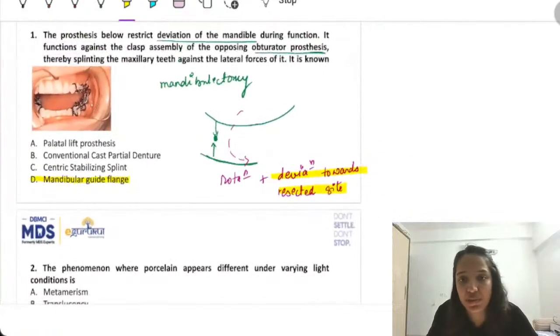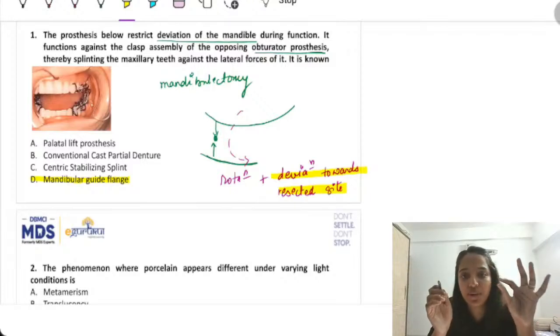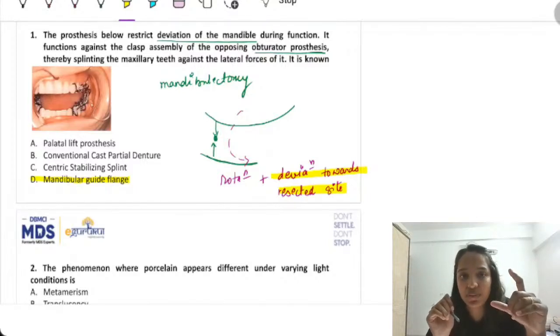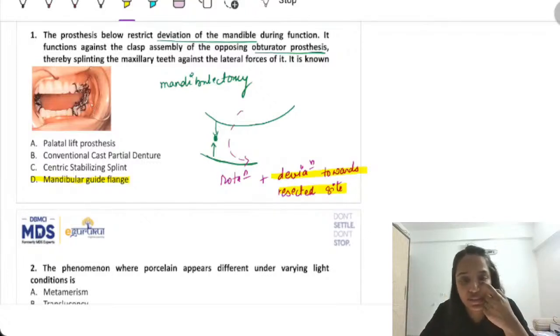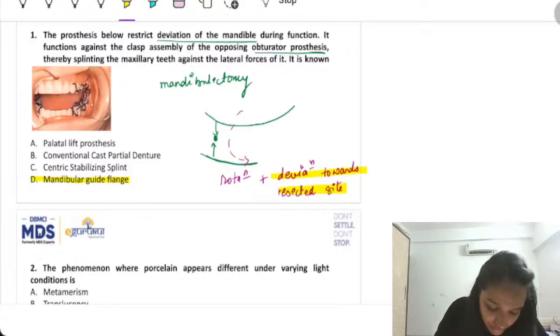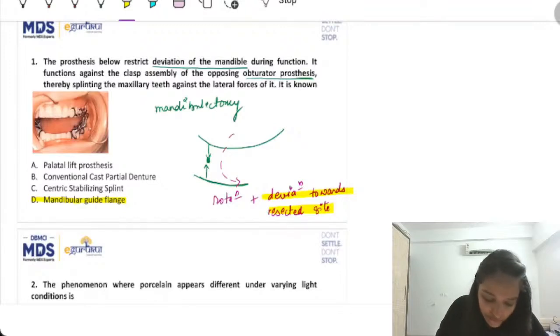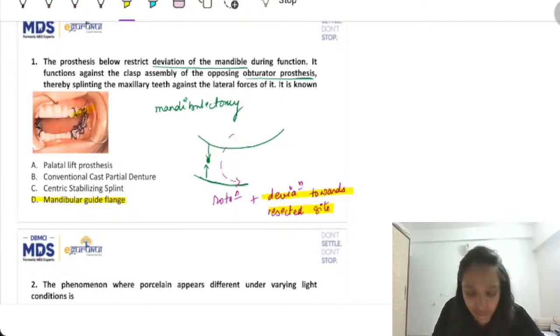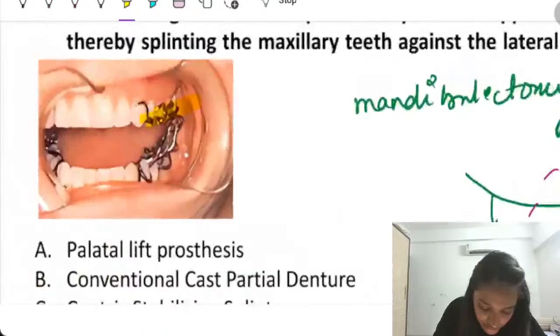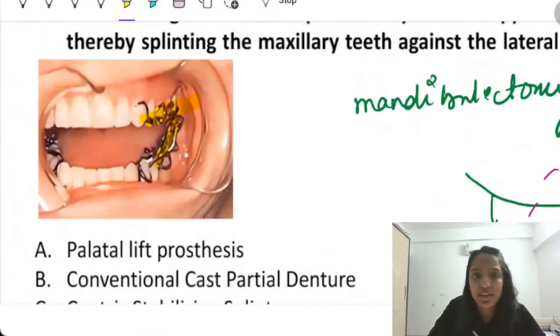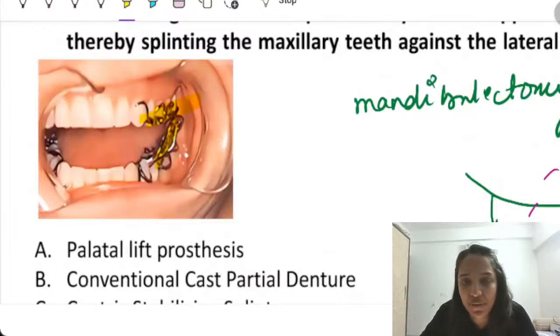Now, to prevent this deviation, because as soon as the point of contact happens on the normal side, it will shift the mandible and rotate it, so the teeth are not coming into proper occlusion. To prevent this running away of the mandible, or deviation, on the opposing side we give something like this, which is called a guide flange prosthesis. It will try to splint against the opposing maxillary teeth over here. In this image, you can see a flange like this that is trying to hold against the opposing teeth. So it will prevent that lateral shifting of your mandible.